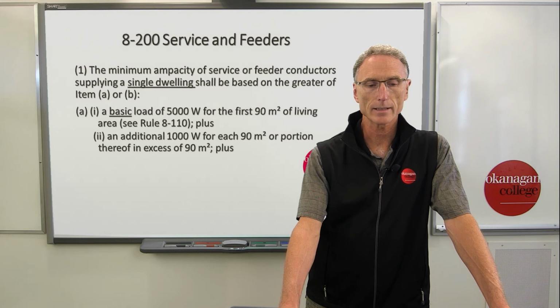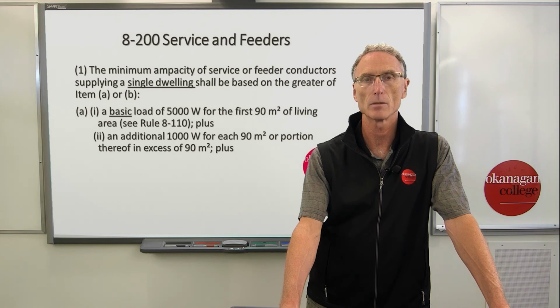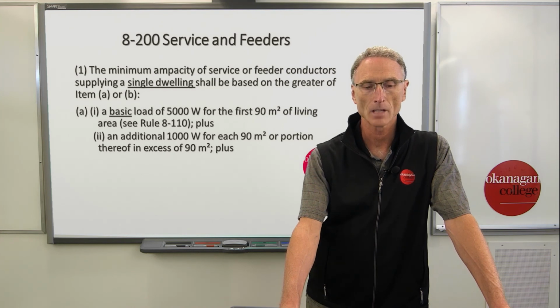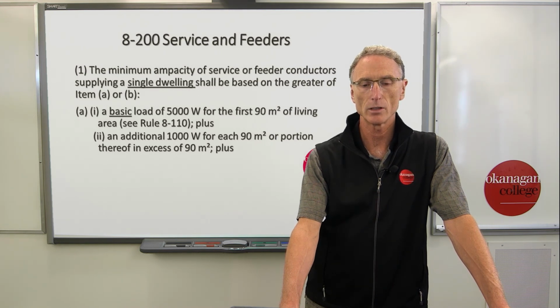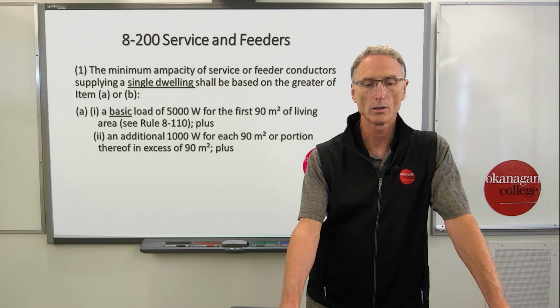The minimum ampacity, this is 8201, subrule 1. The minimum ampacity of the service or feeder conductor supplying a single dwelling shall be based on the greater of items A or B. Item A states that a basic load of 5,000 watts for the first 90 meters squared of living area, and it tells us to see Rule 8110, and we will look at that a little bit later as we come back through our calculation.